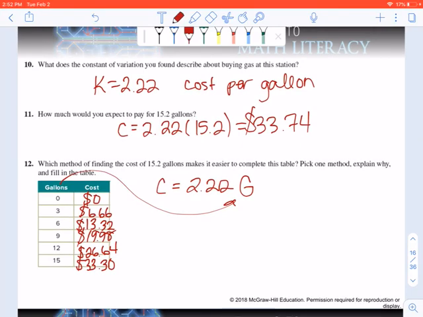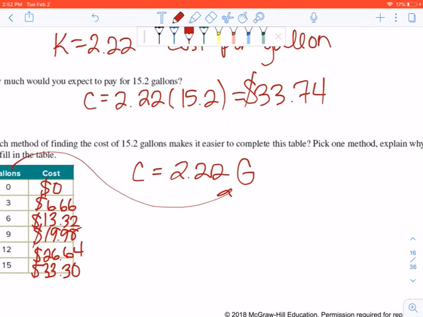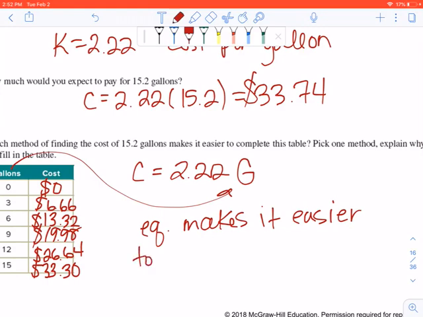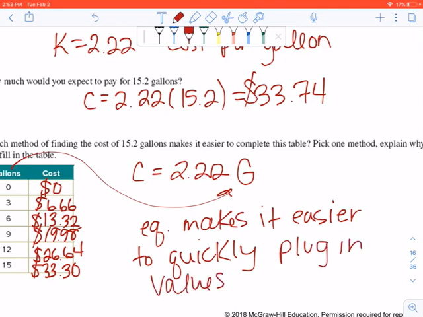Okay, equation makes it easier. It says explain why. It makes it easier to just plug in G and just multiply, to quickly plug in values for G.